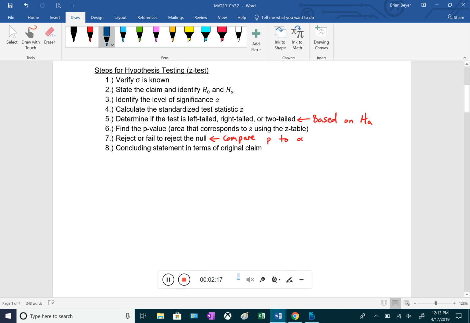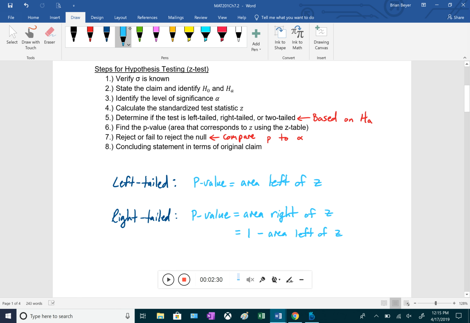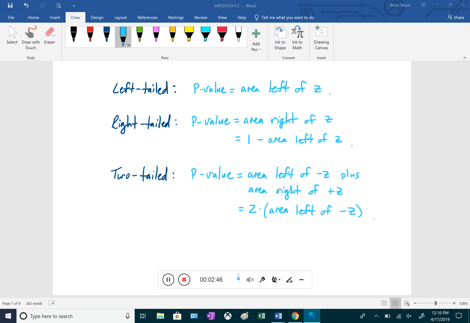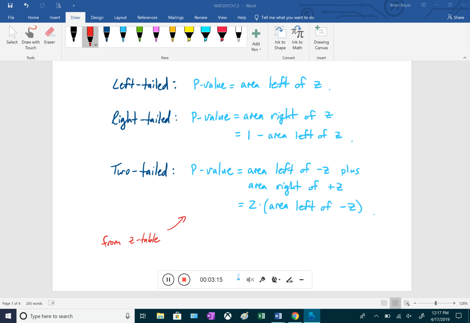Okay, so coming back to steps 5 and 6. If we have a left-tailed test, the p-value that we're finding is the area to the left of z from step 4. If we have a right-tailed test, then the p-value is the area to the right of z, which, remember, on the z-table is 1 minus the area to the left. And lastly, if we have a two-tailed test, the p-value is the area to the left of negative z plus the area to the right of positive z, which we can just find one of since they're the same. So it's 2 times the area to the left of negative z. Technically, it could be 2 times the area to the right of positive z also, but since the table tells us the area to the left, it's easier to find that one. Once again, I'm referring to the values from the z-table here.